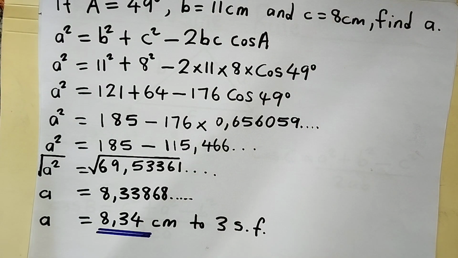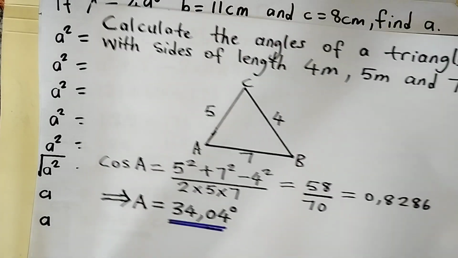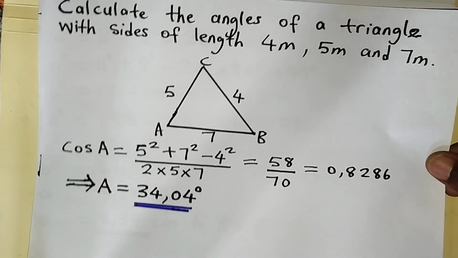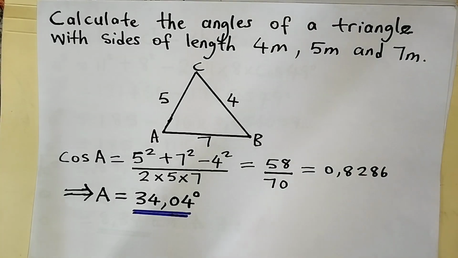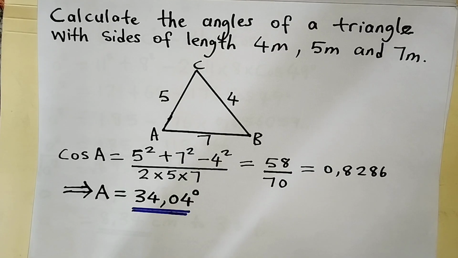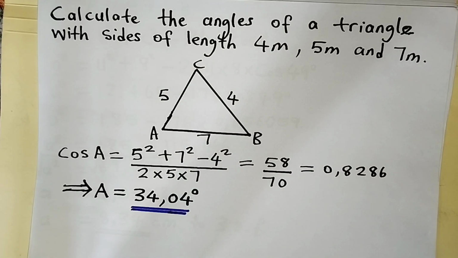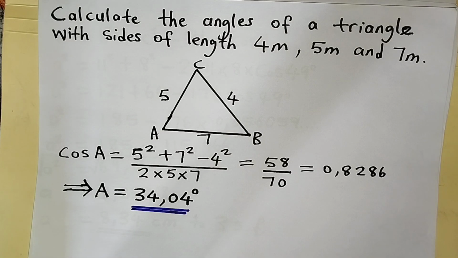Okay, so now I'm going to show you how to find the unknown angle using the cosine rule. Here the question says calculate the angles of a triangle with sides of length 4 meters, 5 meters, and 7 meters. So we are going to use this triangle here. I want to find the angle A first.